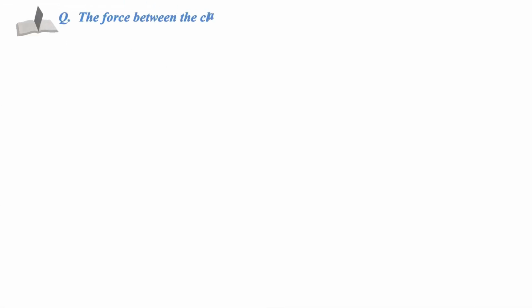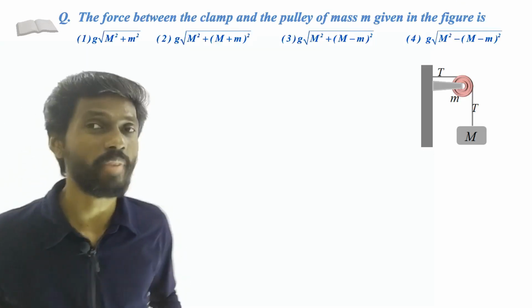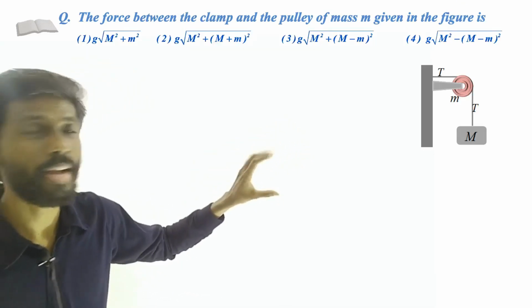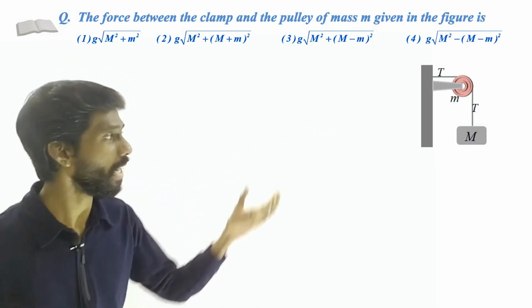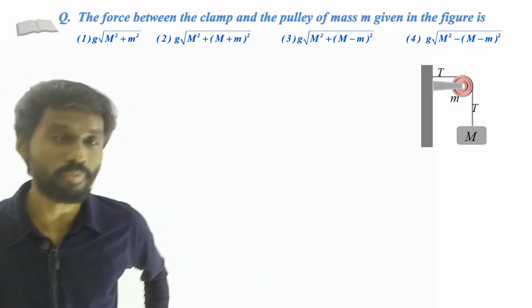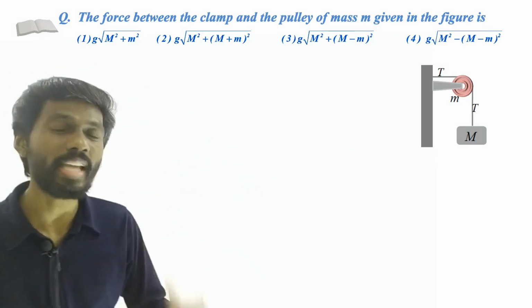The force between the clamp and the pulley of mass m given in the figure is. Here we have a pulley attached to a clamp, and there is a string which is going over this pulley, and a mass is attached to the end of the string. Okay. Now we have to find the force between this pulley and this clamp. What is the nature of this force?